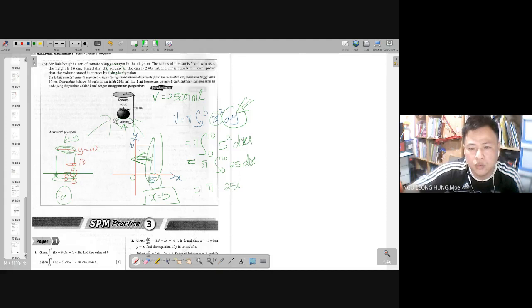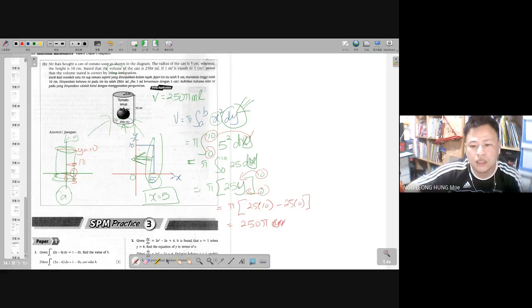Now this one, sorry, this one is y. Do not confuse. So this one is y. Then 0 until 10. That's why I say the a and b must be referring to the dy or dx. You see now it's y. That's why both values are under the y-axis. That's why we can substitute inside here, right? So pi 25 times 10 minus 25 times 0. So we'll get 250 pi. The unit is cubic centimeter, because you see this is centimeter.